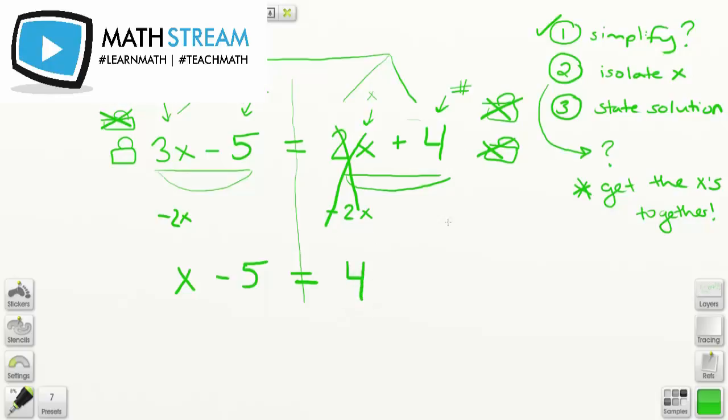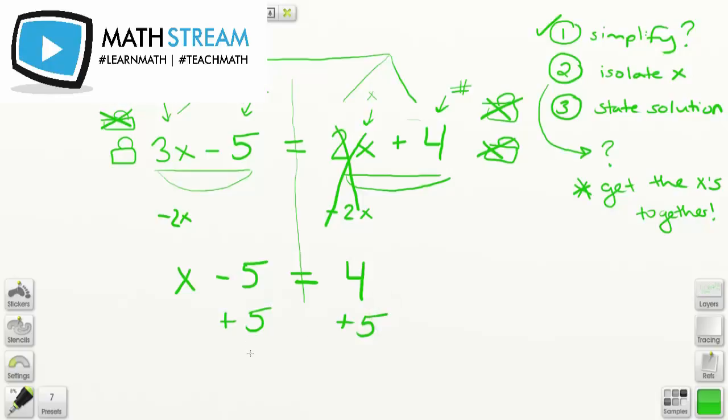So now, how many x's do we have in our equation? Just one over here. Now this makes it a lot easier to solve. We're back to a problem just like we solved before. How do I get x by itself? Well, the only thing between us and giving the solution is this minus 5. So to get rid of a minus 5, we add 5.